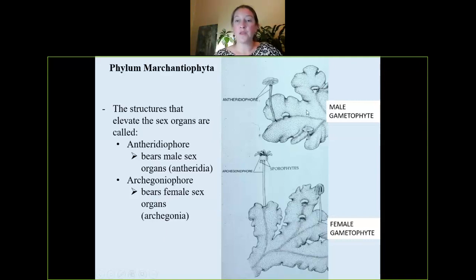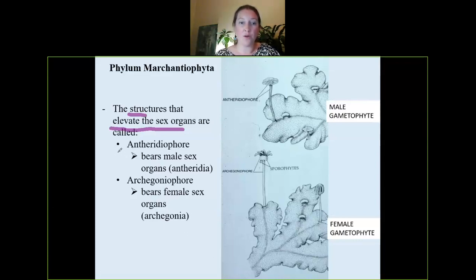So here you go. You have a male gametophyte on the top and a female gametophyte on the bottom. See that flat structure of the liverwort. The liverworts have these special structures that elevate the sex organs above the flat gametophyte plant. The structures are still part of the gametophyte plant, but they elevate it, kind of like the pseudopodium that elevated the capsule in the peat mosses. And there are two types of these structures.